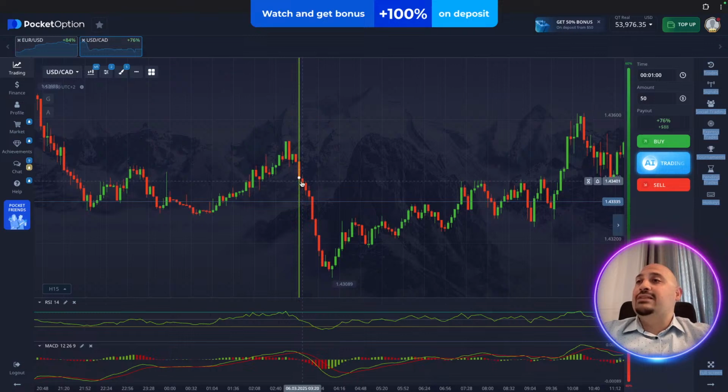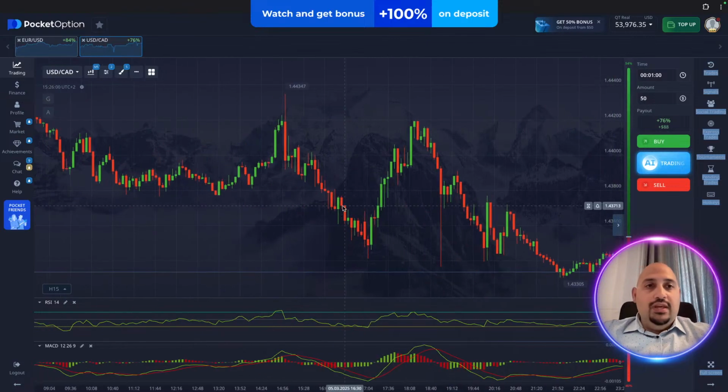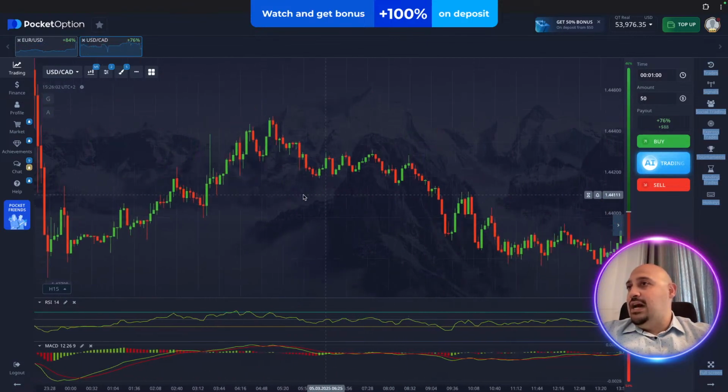So if you had opened a sell position here or here, it doesn't really matter at this point, with your expiration time at 5 minutes, you would have made a profit as well right here. I'm going to give you more examples. I know time is running out.